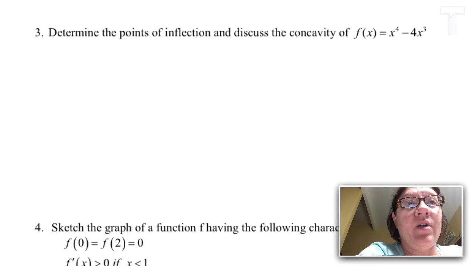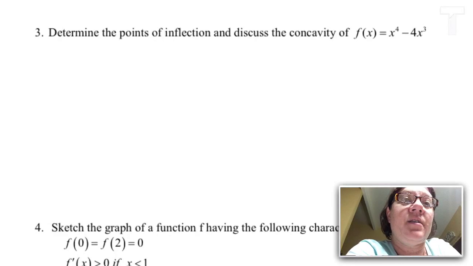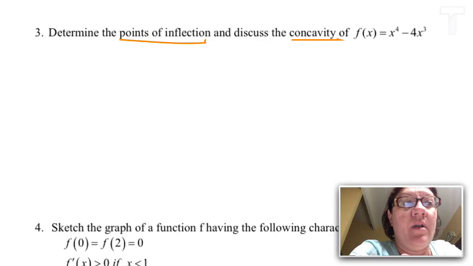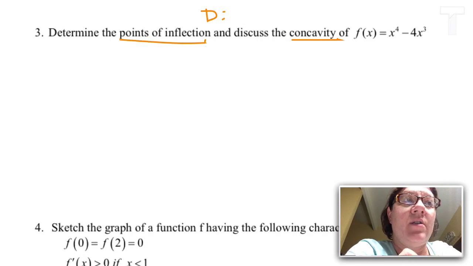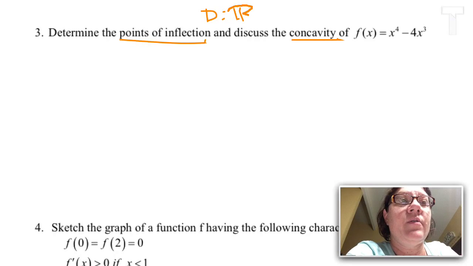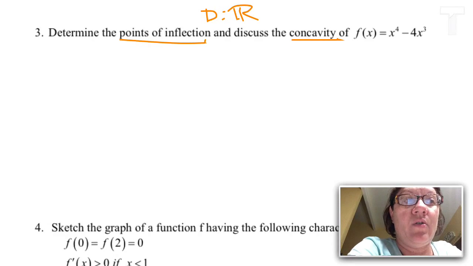Okay, so I've got to determine points of inflection and discuss concavity. That's going to require the second derivative. Before I start, I should list out what my domain is. So do I have any no-no numbers? So my domain is all reals. That's good. I won't have any issues when I graph the original function. It's just going to be a beautiful quartic.